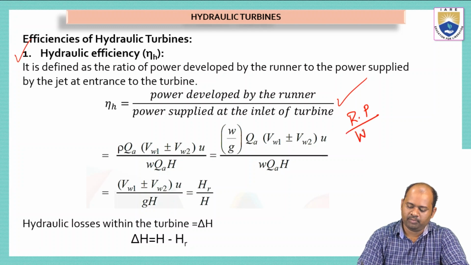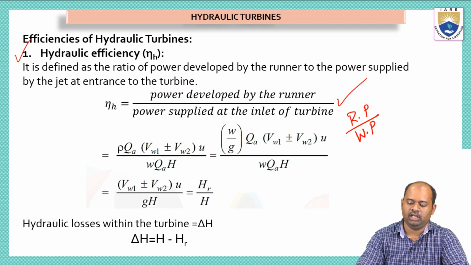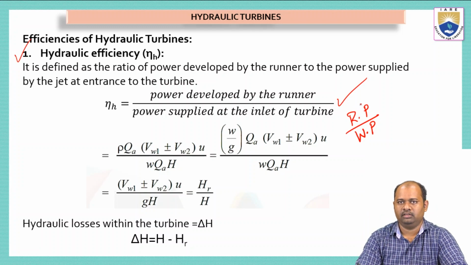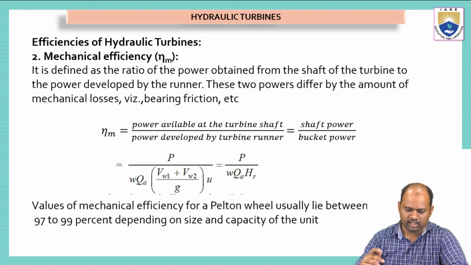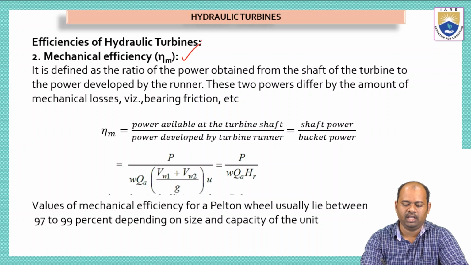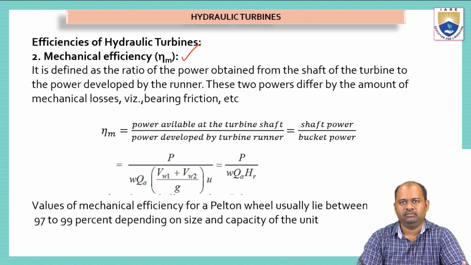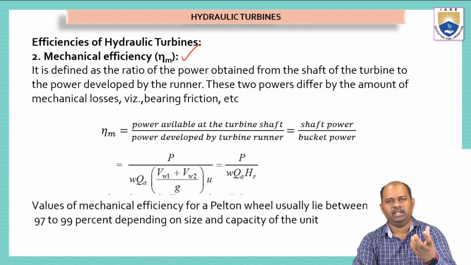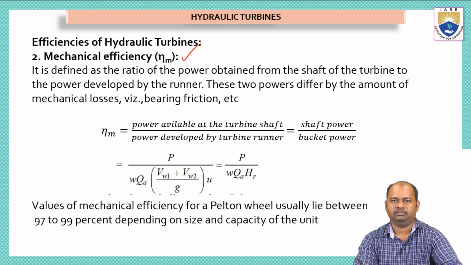So this is water power. Whatever power is given by the water is taken in the denominator, over the runner power. This ratio is always called hydraulic efficiency. And then we have another efficiency, that is mechanical efficiency. Mechanical efficiency is the ratio of shaft power, the power available at the turbine shaft, and the power developed by the runner.